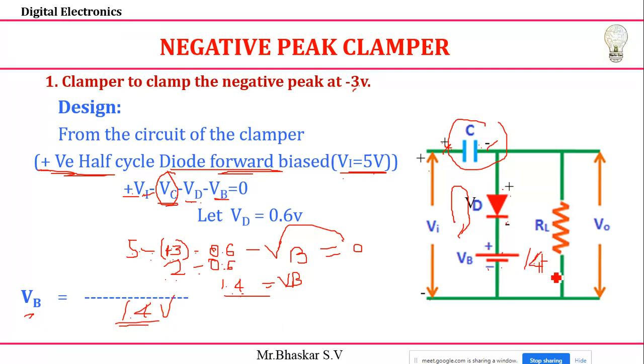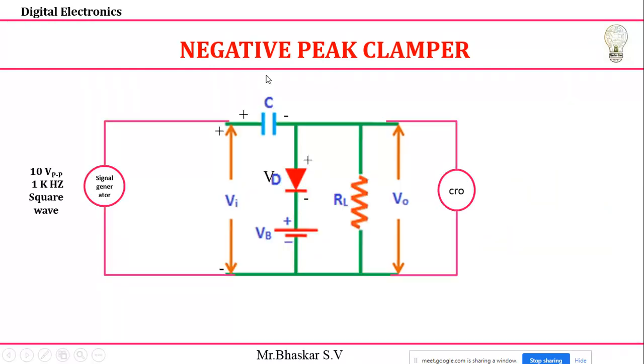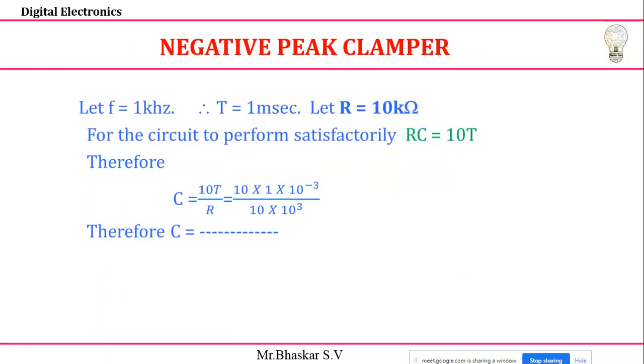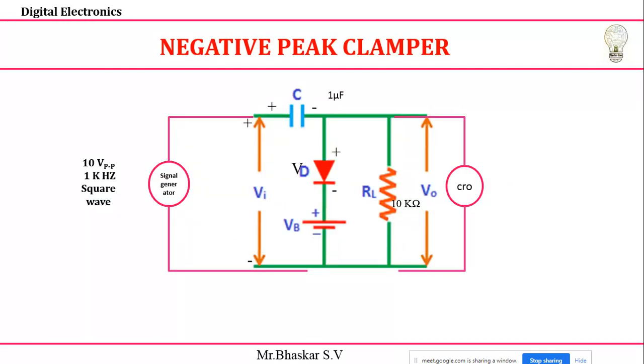This is the design step of the negative clamper circuit. What you have to do is the same thing. I need to connect the signal generator at the input, and the CRO at the output. The same signal you have to give: 10 volts peak to peak and 1 kilohertz square wave. And the design of R and C values should be the same as the positive clamper. I think you have already done this one. You can find the value, it is 1 microfarad. The designing steps are also the same. So what is the circuit? I'll get the final circuit, this one only.